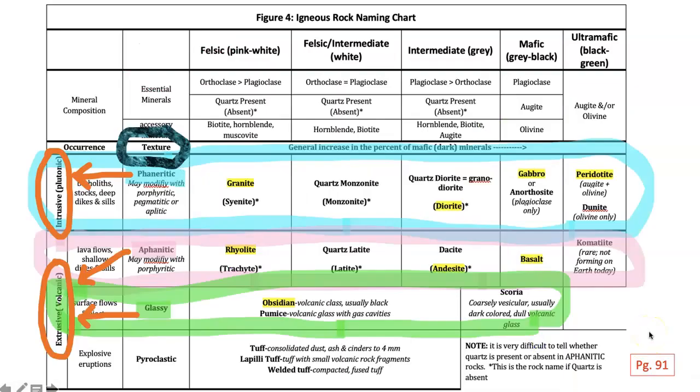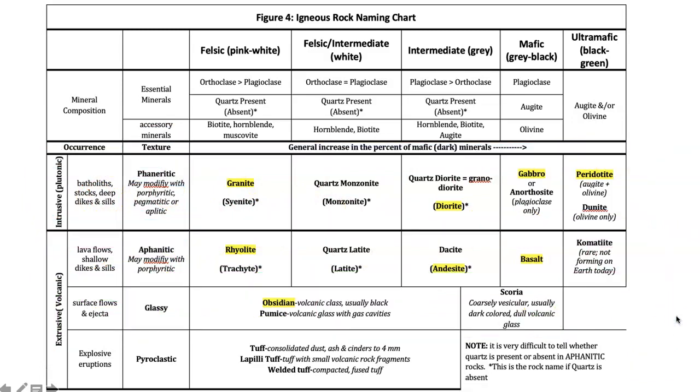Here's that chart we looked at before for naming igneous rocks. Last time we looked at texture, which was given in rows. Now we're going to remove that, and we're going to look at composition, which is given in columns. Here we have our felsic column, and again, these are usually pink or white in color, and the rocks that we'll see include granite, rhyolite, and obsidian. Now this is a little tricky because obsidian is a black rock, but it turns out that compositionally it's felsic, so it sort of breaks the rules.